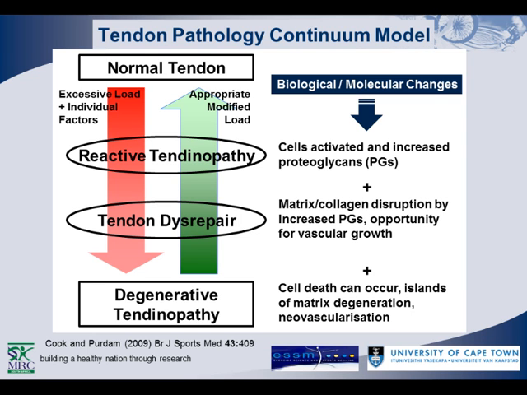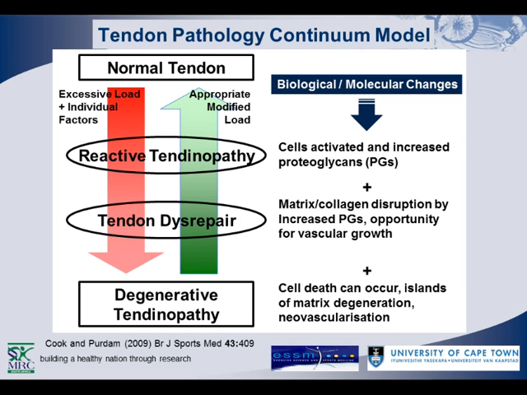So if you look at tendon pathology as a continuum model, all of us respond to load or force, but we also have this individual variation in how we appropriately respond to this load and force and how we adapt. And we all have different thresholds of responding to load and force.